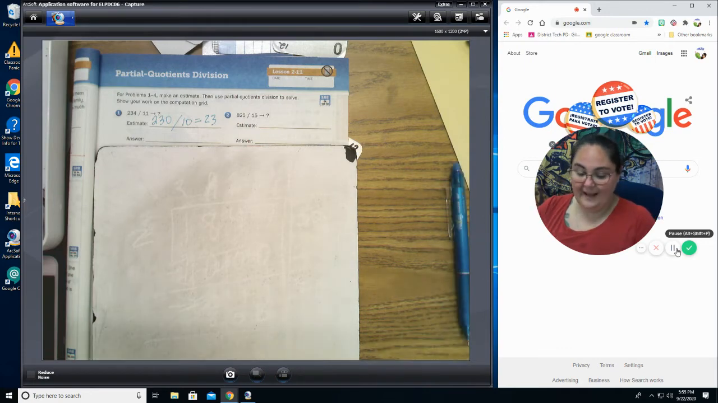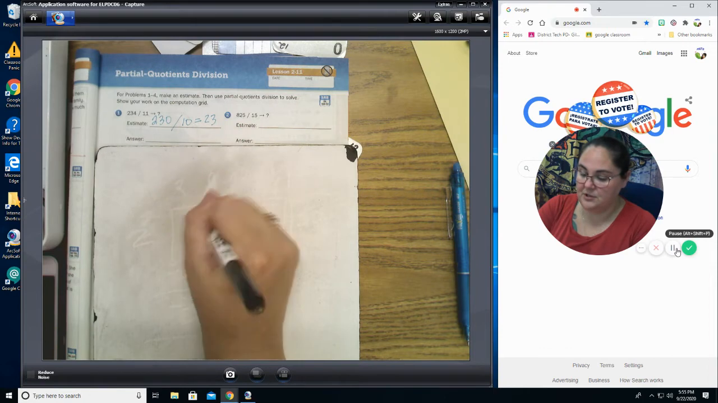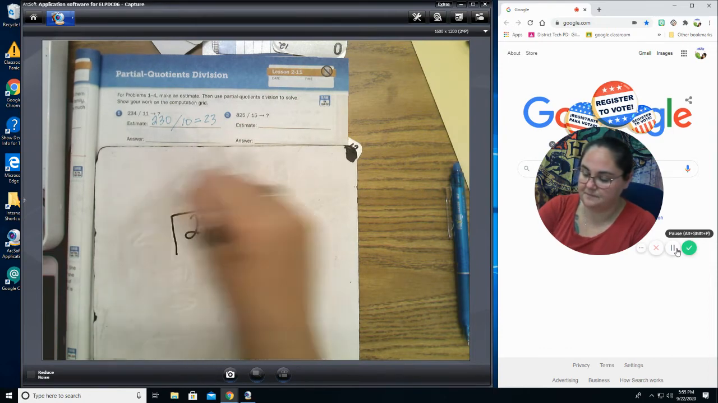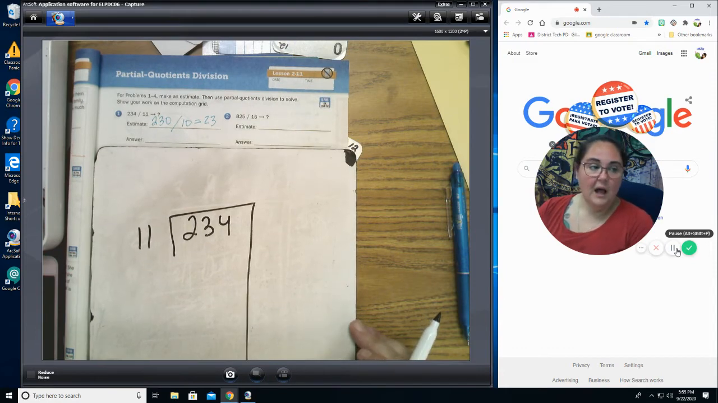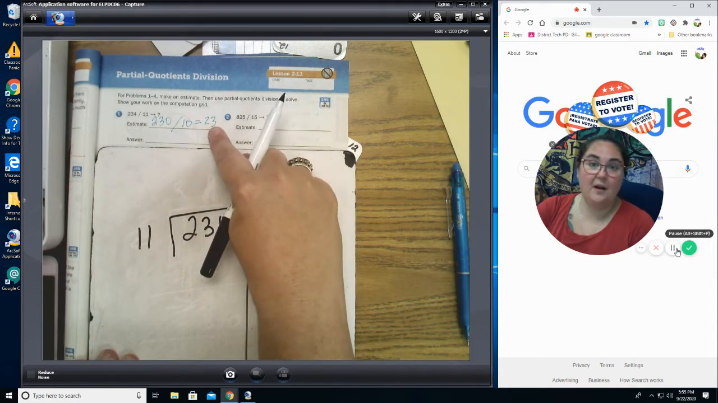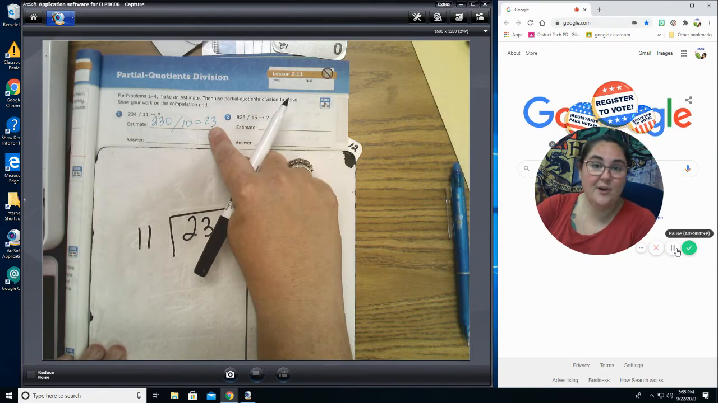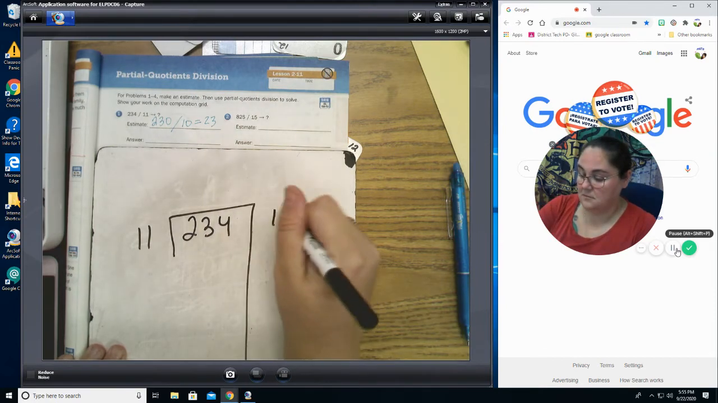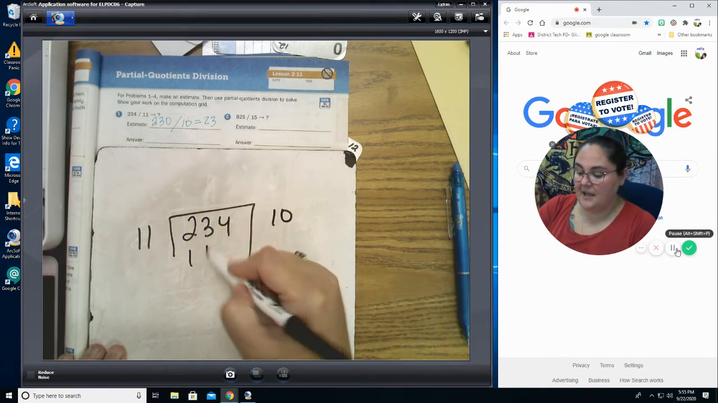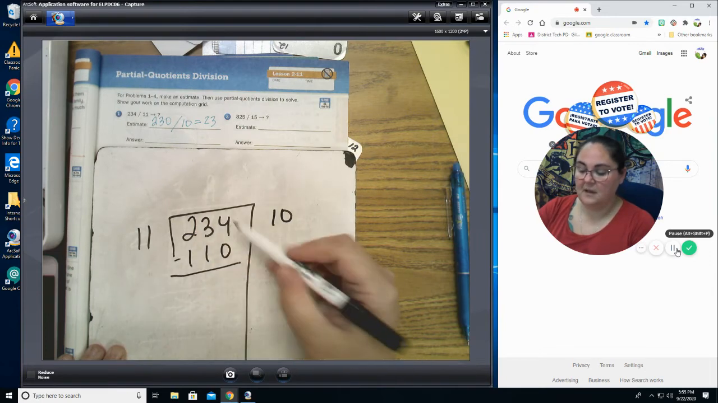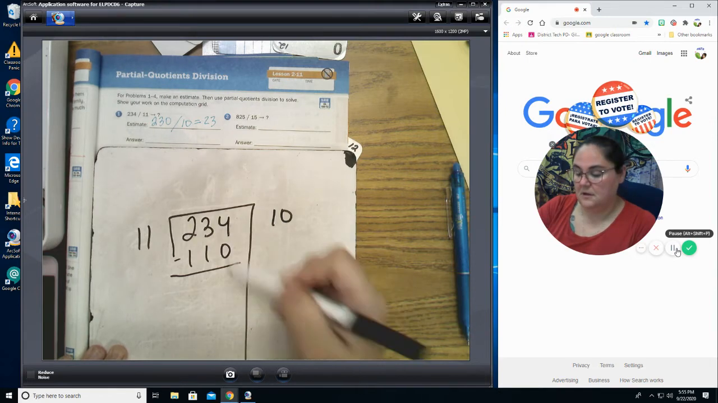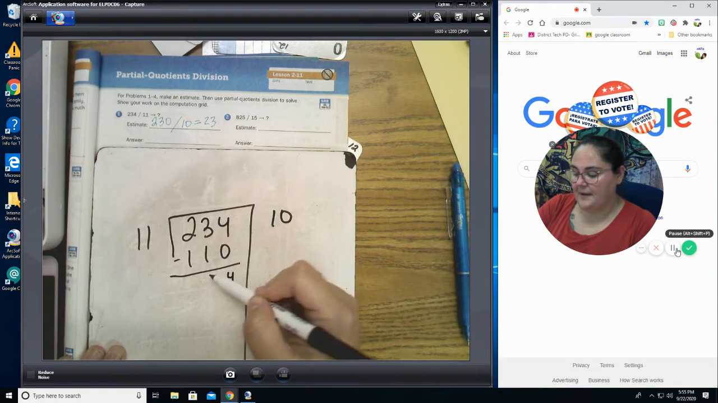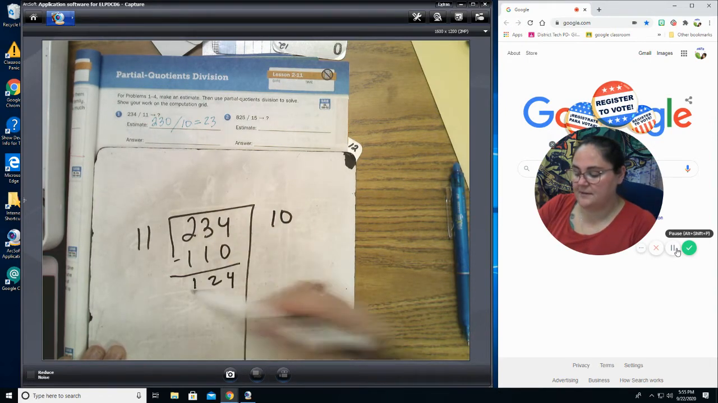Okay? Now, for partial quotients, you're going to set up your problem. 234 and 11. All right, I know that my answer is 23, or we're going to be close. So I'm going to do groups of 10. 10 times 11 is 110. Makes it easy for me to just double check, make sure I don't go over. 4 minus 0 is 4. 3 minus 1 is 2. 2 minus 1 is 1.